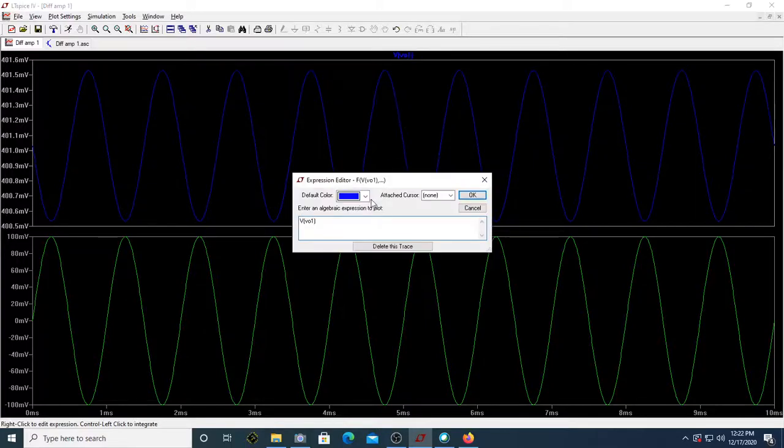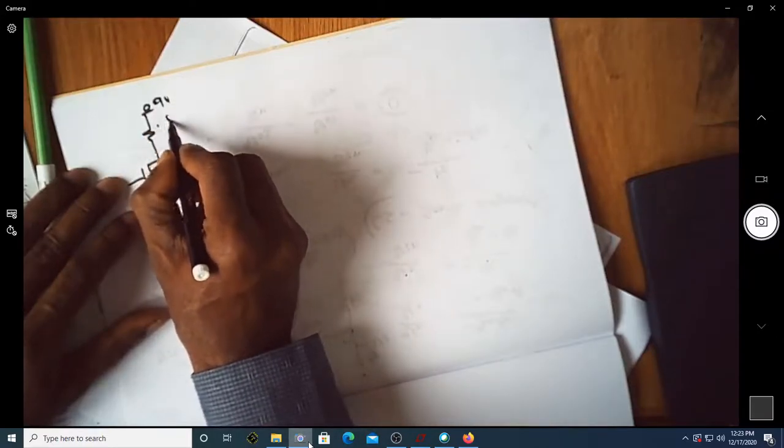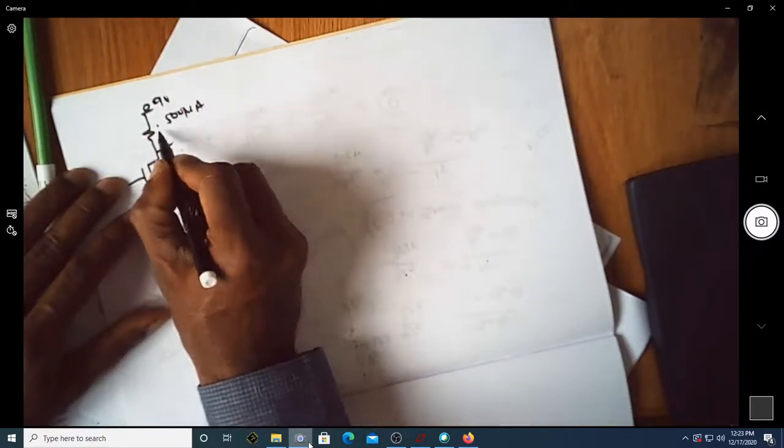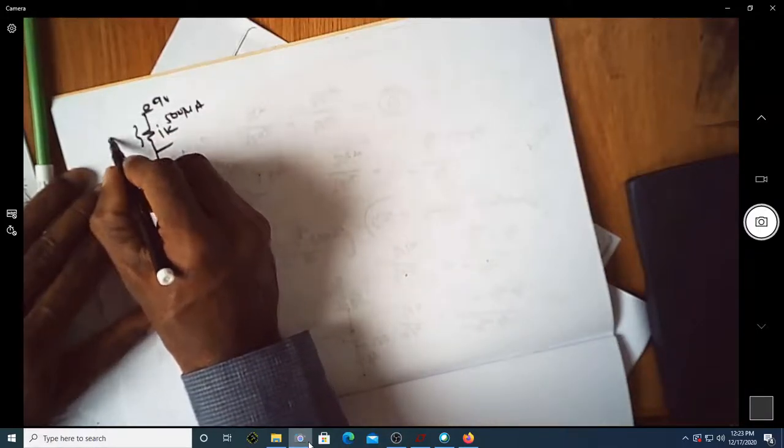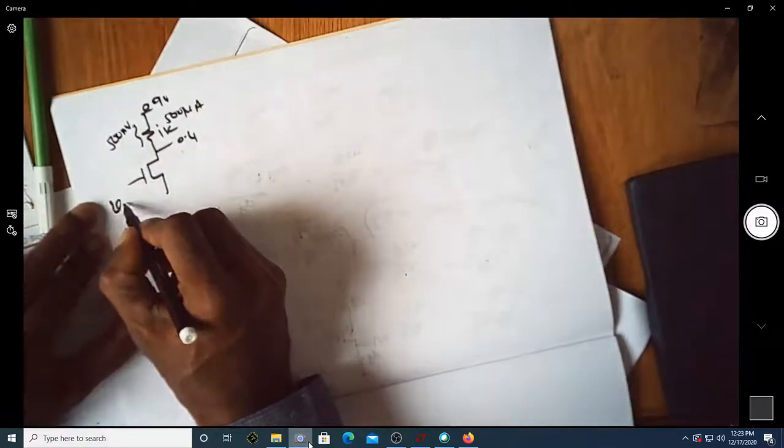Let me just have a different color for this. Now this is the output voltage. Again, this is centered around 400 millivolt as we discussed in the previous case. Now why it is centered around 400 is, let me again go back to my camera and show you. So you have this at 0.9 volt, and of course you have a current of 500 microampere flowing here, and you have 1 kilo ohm. The drop is 500 millivolt. At this point you will have 0.4 volt.